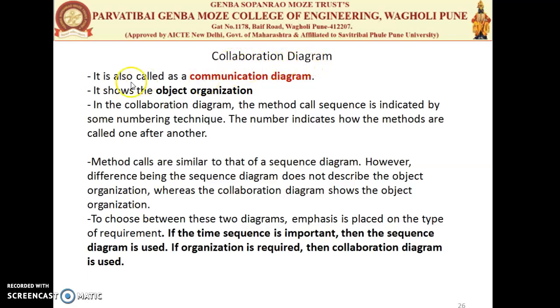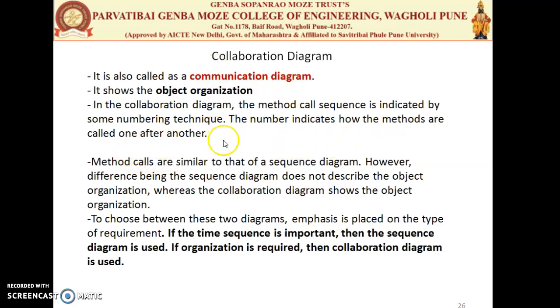The collaboration diagram is also called the communication diagram. It shows the object organization. In the collaboration diagram, the method call sequence is indicated by numbering techniques. The method calls from one object to another are given a proper number. Some numerical technique is used for indicating the sequence. The number indicates how the methods are called one after another.